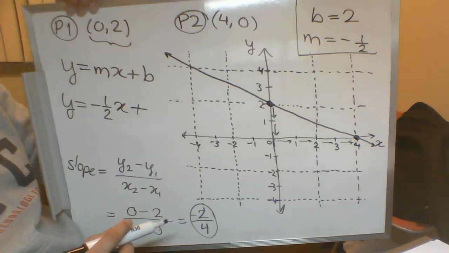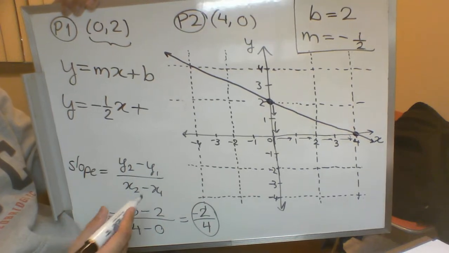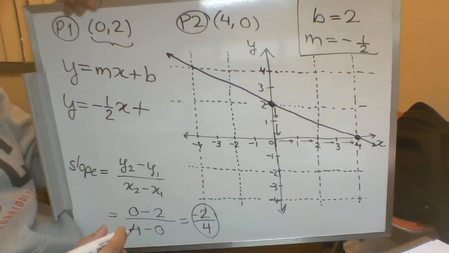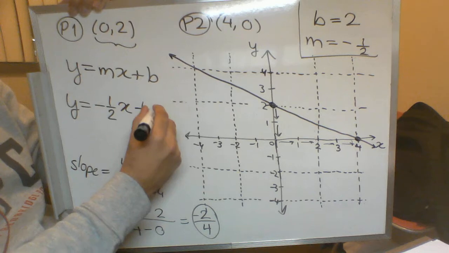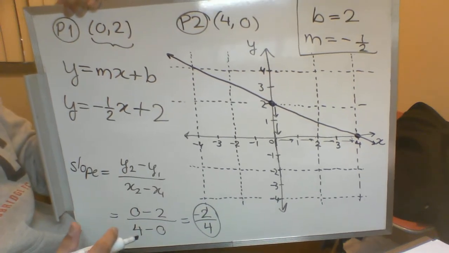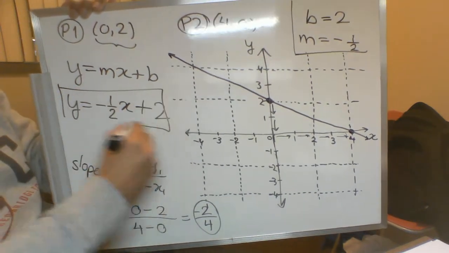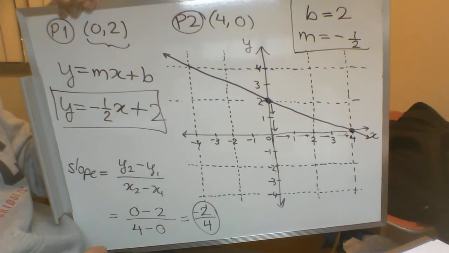If my b was a negative value, I just put a negative sign right here. So I'm still going to leave the plus sign here because our y-intercept was positive, and our y-intercept happens to be 2, so we put a 2 over there. And that is the equation of the line on the right.